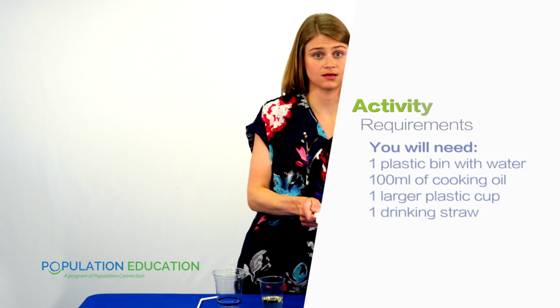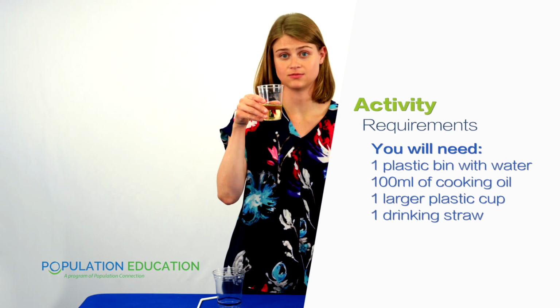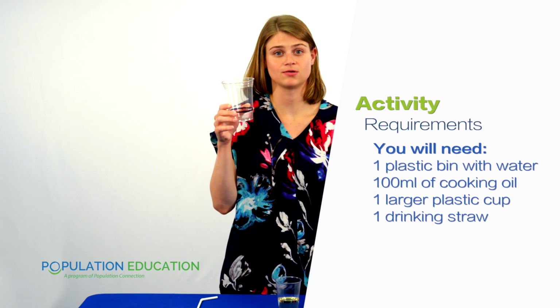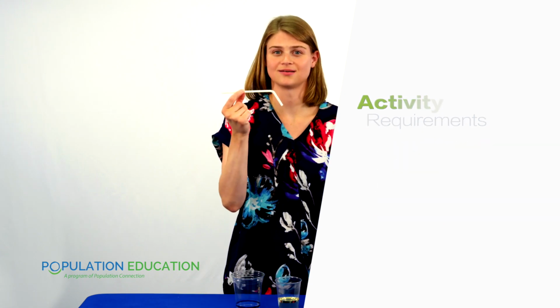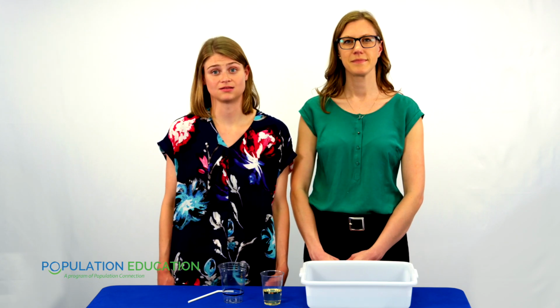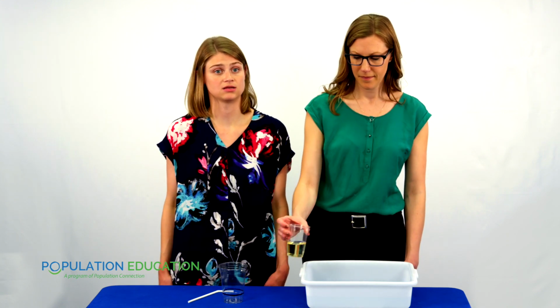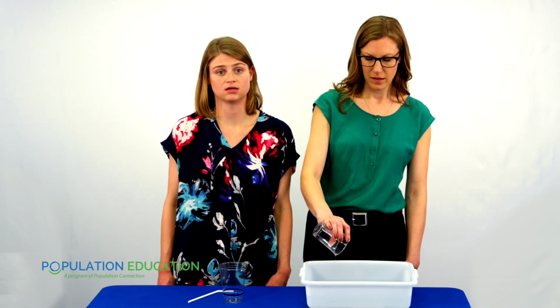The second lab is called Seashore Superheroes. Each student group will need 1 plastic bin filled with water, a cup containing 100 milliliters of cooking oil, a larger empty plastic cup with a 100 milliliter mark labeled, and a drinking straw. Students start by again making some observations. They take their 100 milliliters of oil and pour it gently into their ocean. Students make some observations and record what they've seen on their data table.